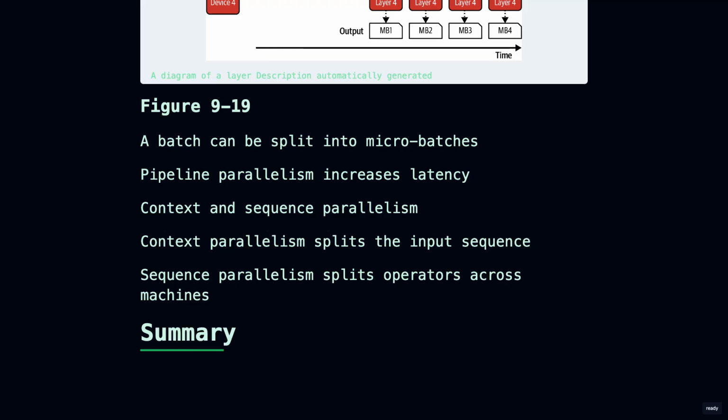Let's bring the chapter together. We've looked at what makes inference costly, what metrics capture efficiency, and which optimization techniques matter most in practice.